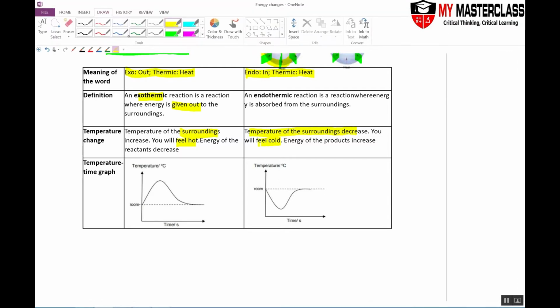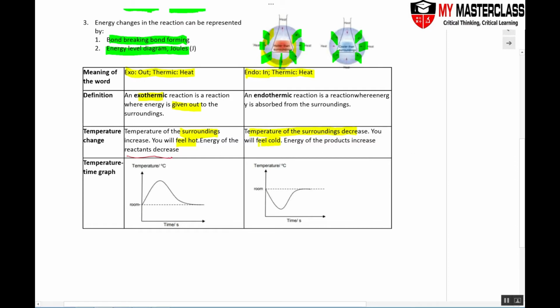The energy of the reactants decreases. Imagine the reaction is reacting and it gives out energy, so the energy of the reactants will decrease while the surroundings increase. Same thing over here, with your reactants and products: in an endothermic reaction they absorb the energy, so this will increase, but the surroundings will detect a lower temperature. So the energy of the products will increase in an endothermic reaction.